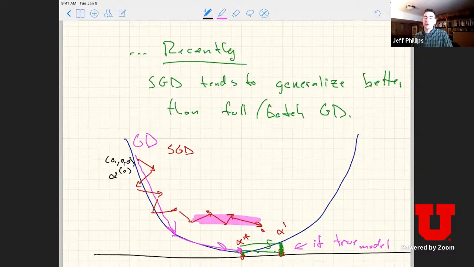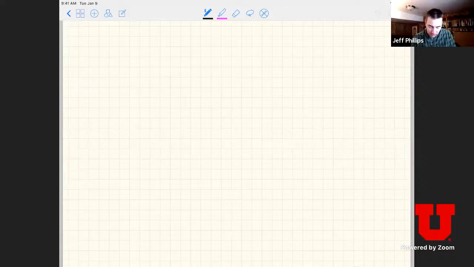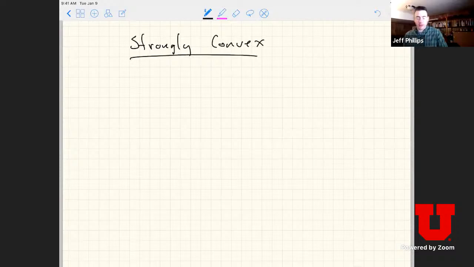I can go through the stuff on the collab again, so maybe I'll do that. Okay, what it means to be strongly convex. I'll explain this in two ways. First I'll give you an intuitive understanding, and then I'll write down mathematically what this is again.